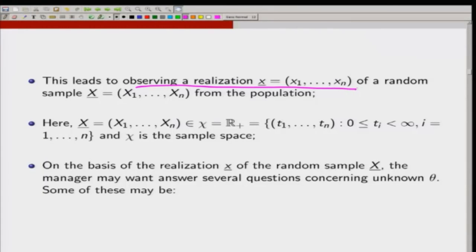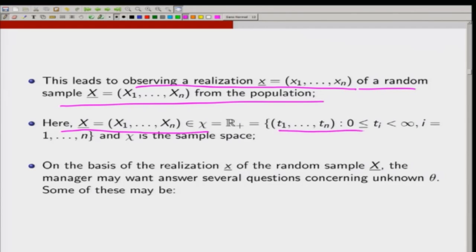So, this leads to observing a realization, small x: x1, x2, xn. I always represent a realization by small letters. So, I have a realization x, which is x1, x2, xn, of a random sample X1, X2, Xn from the population. That realization comes after the experiment has been conducted. Here x1, x2, xn belong to the sample space.